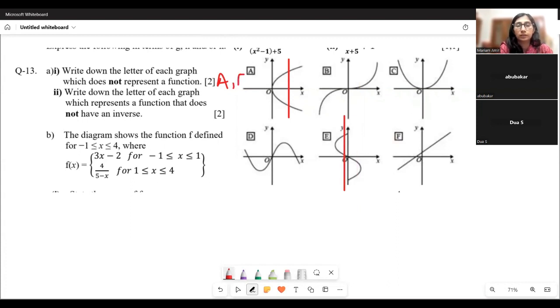Part E. And part F passes the vertical line test, so it is a function. So the answer for 13 part 1 is A and E.